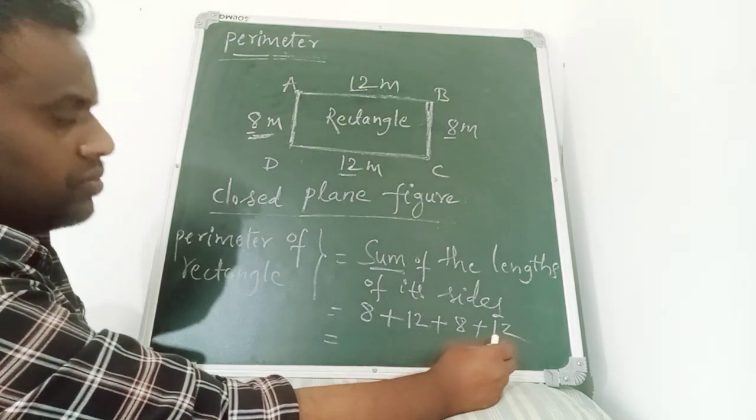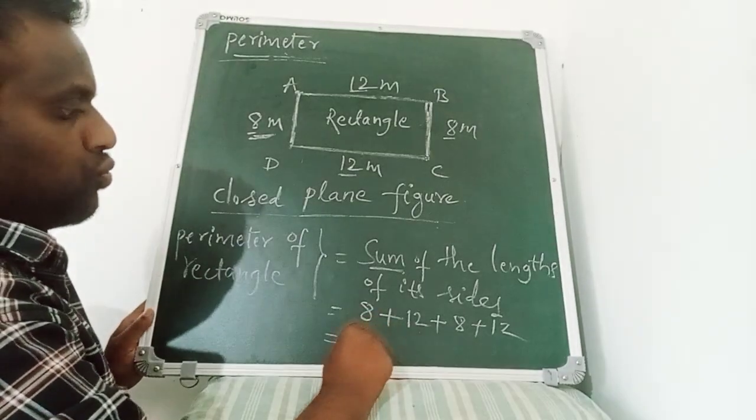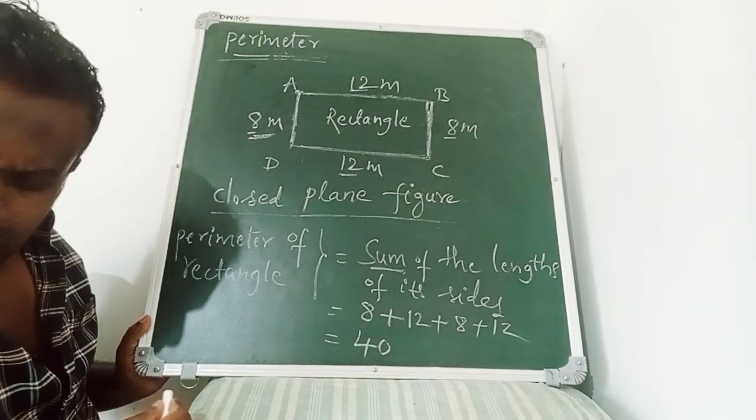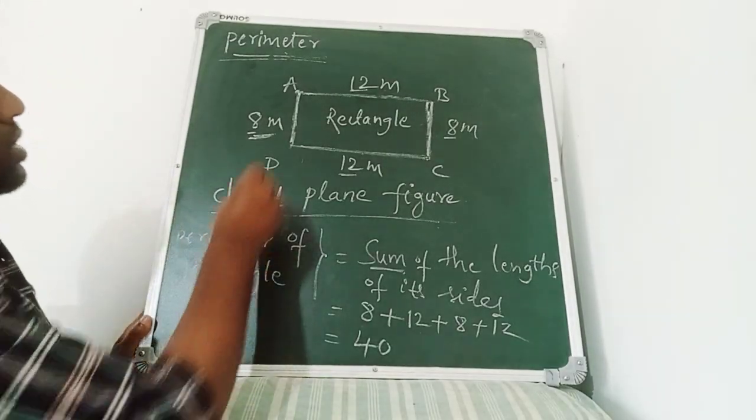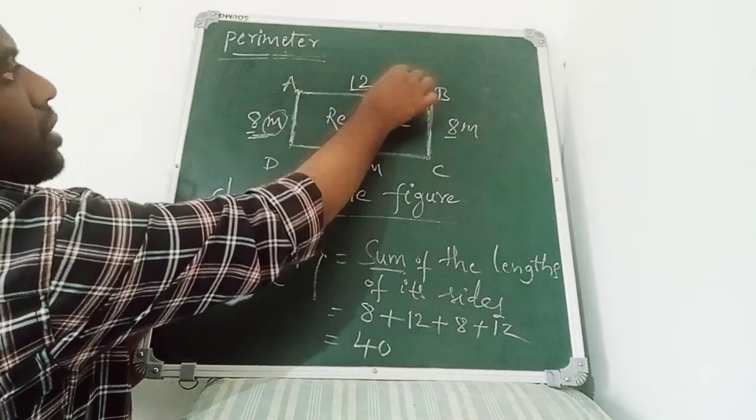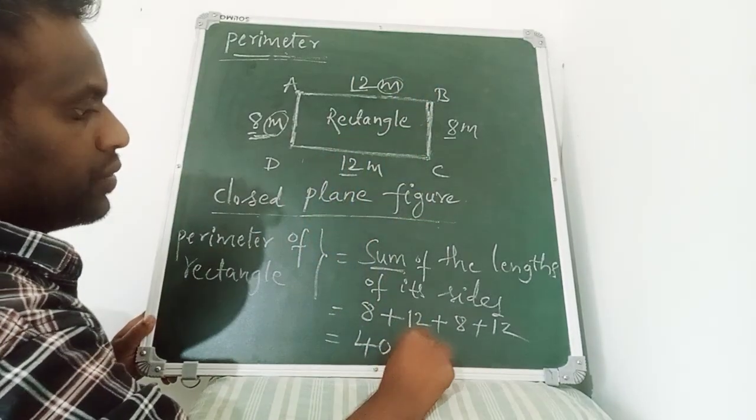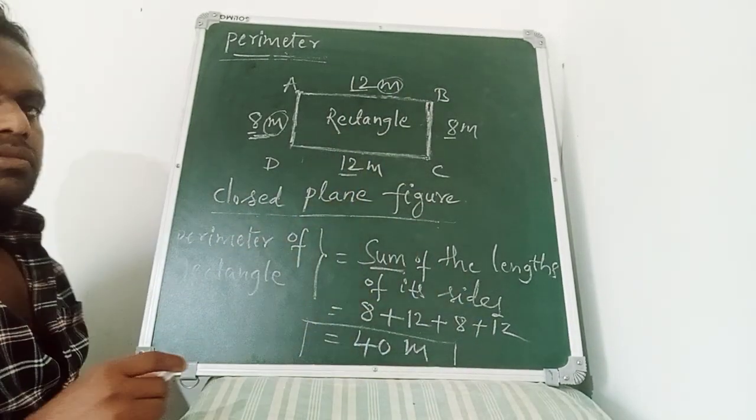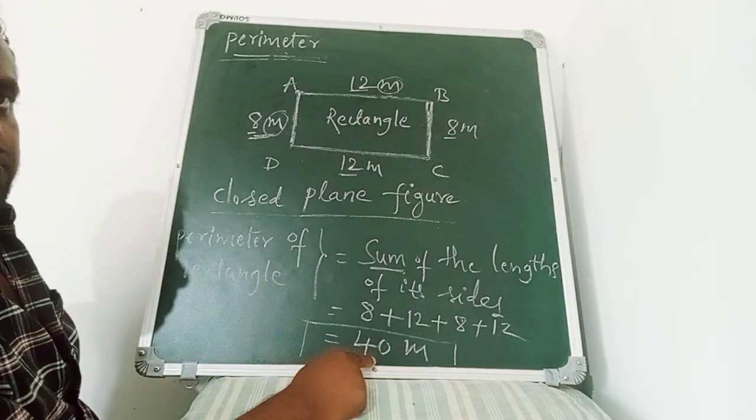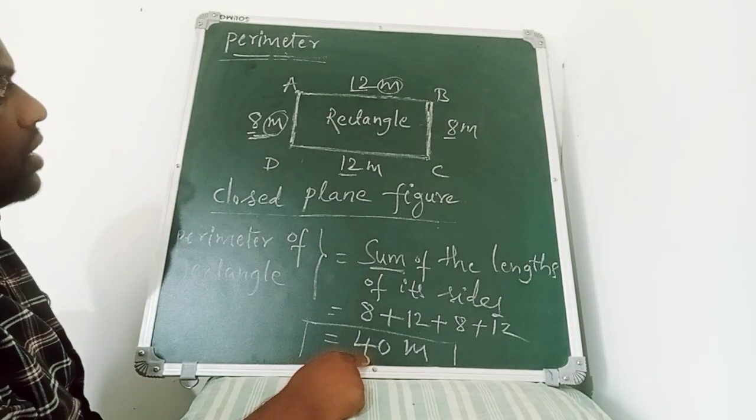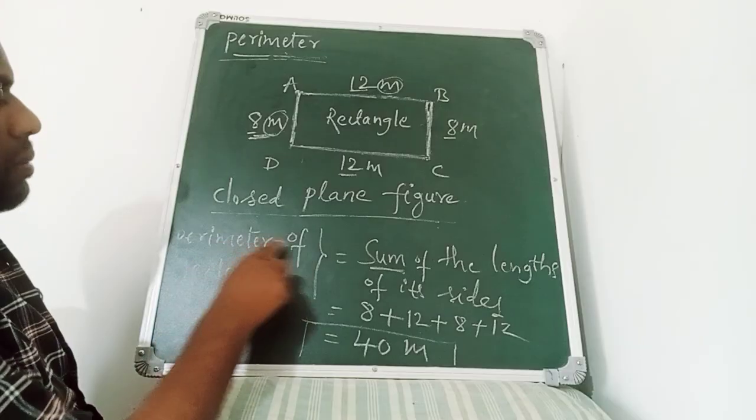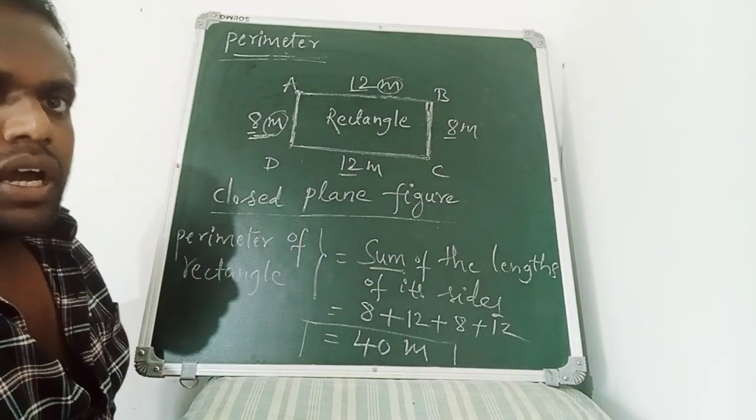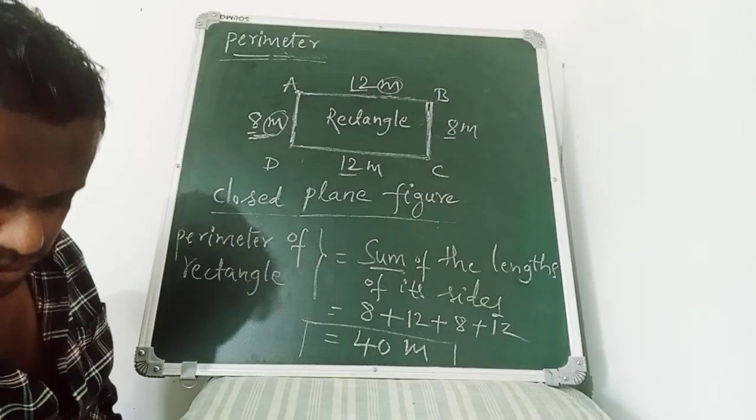Now add all this: 8 plus 12 plus 8 plus 12. How much will you get? 40, right? We get 40. What is the unit given? Meter. Here also meter. So that unit you write here. Meter. Okay. Now this is the answer. So the perimeter of this rectangle is 40 meter. I will just take another example now.